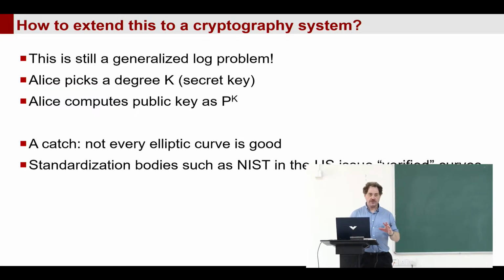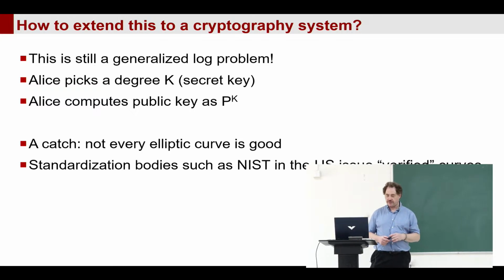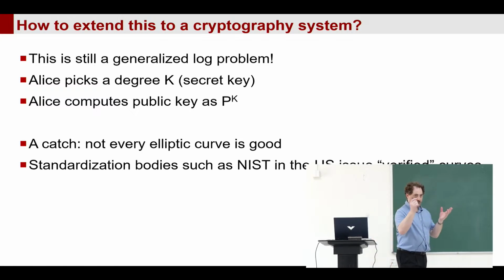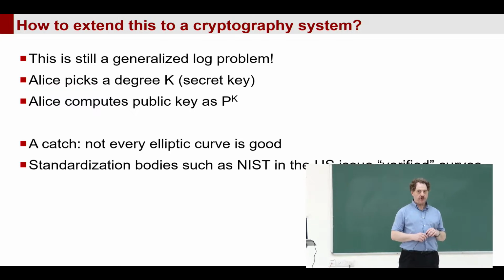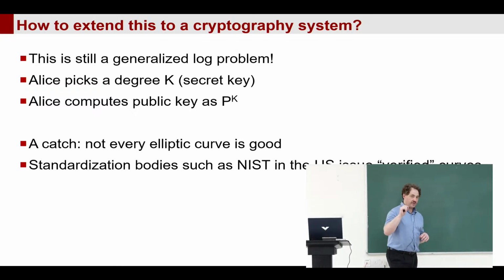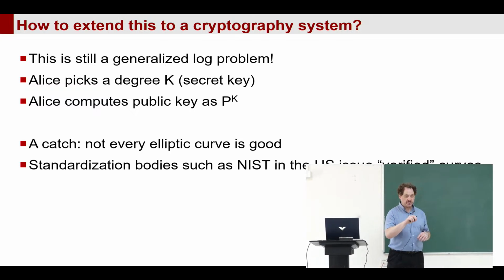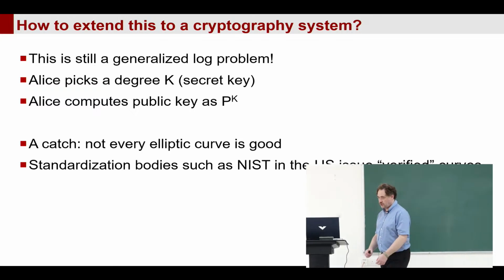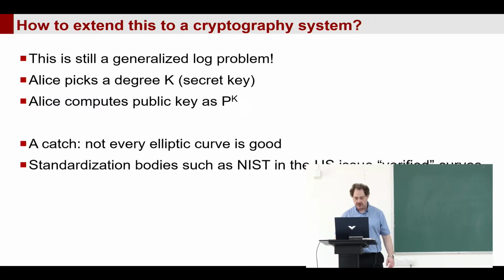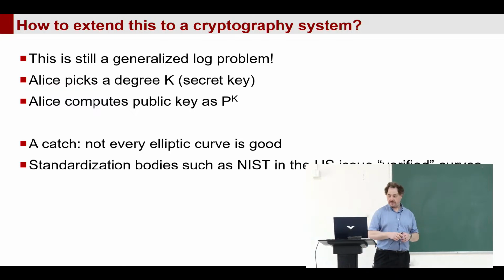Okay, but of course, there are some catches and downsides. The first catch is that not every elliptic curve is good for cryptography. We cannot just take random coefficients and say, okay, let's try this elliptic curve. That would not work. So there are standardization institutes that research and explore different elliptic curves, and decide which ones are better suited for cryptography and which ones are worse. For example, NIST in the US issues verified curves, which everyone is supposed to use.